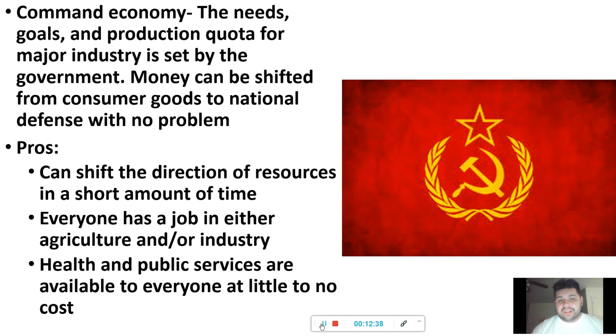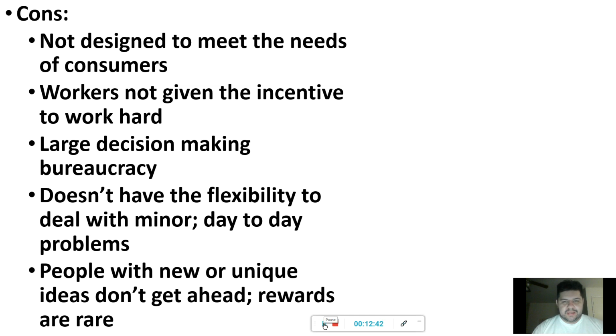Okay. Now that's the good. Now we're going to get into the bad. So here's the bad. They're not designed to meet the needs of the consumer. You don't get to choose what you want. They basically tell you this is what you're getting. This is what we're producing. This is it. Take it or leave it.